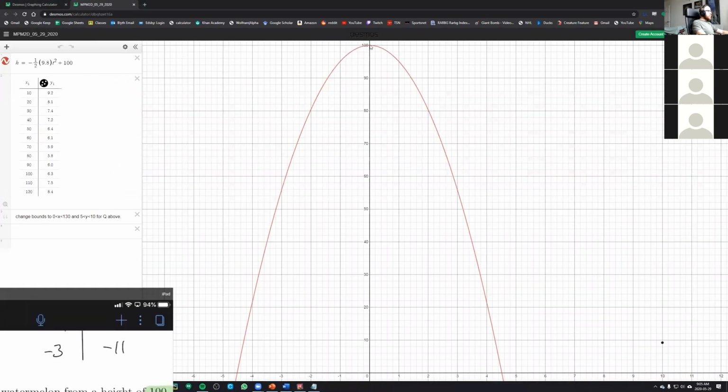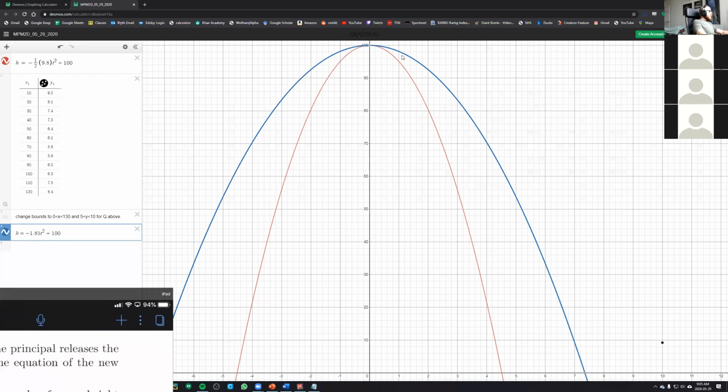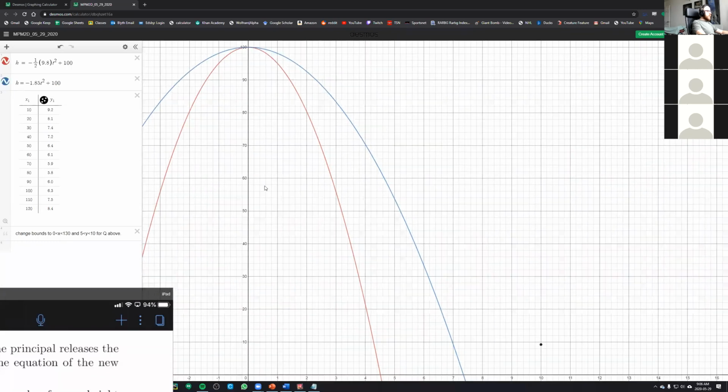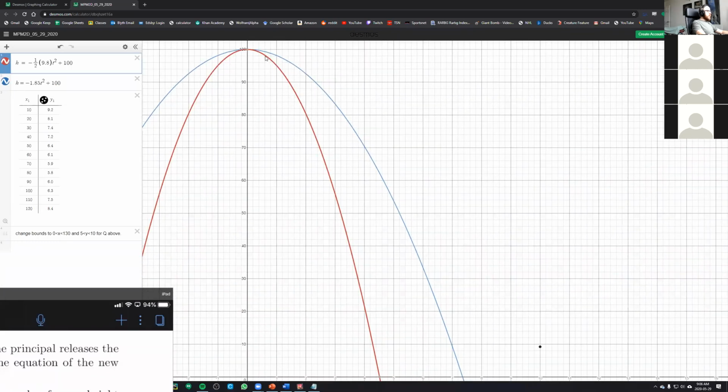Okay, so I've already plotted one of these graphs. So this is the graph for Earth. Let's also plug in the graph for Mars. So h equals negative 1.85 t squared plus 100. Okay, so Earth is in red and Mars is in blue here. So that's what the watermelon is going to do once it leaves the roof, right? And let's answer some questions here. So this is assuming that the principal is hitting the stopwatch and the timer is starting right when he drops the watermelon, right?